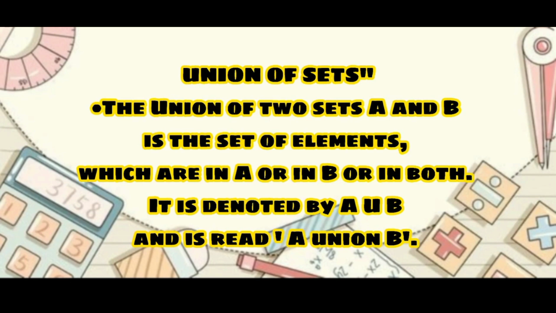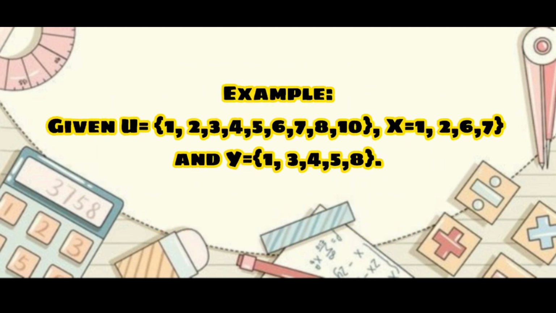Union of sets. The union of two sets A and B is the set of elements which are in A or in B or in both. It is denoted by A ∪ B, or we say A union B.